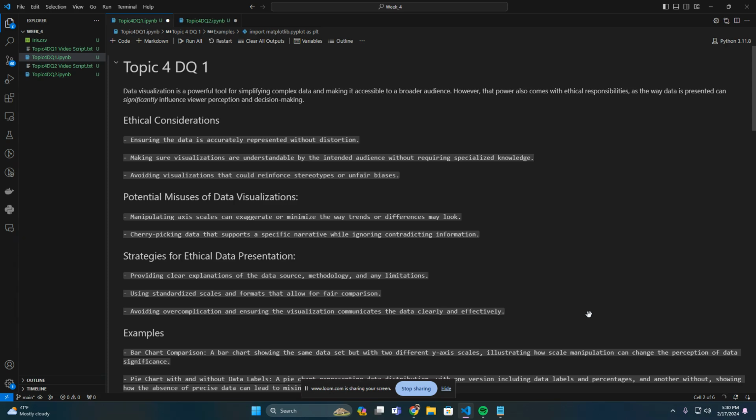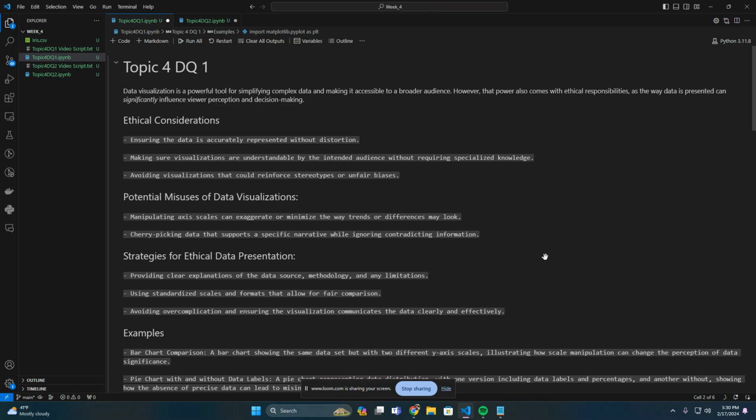Data visualizations have the power to shape perceptions and decision making. And so, with that power, with great power comes great responsibility, as they say. It's very important to make sure that your data is true and fair and accurate.